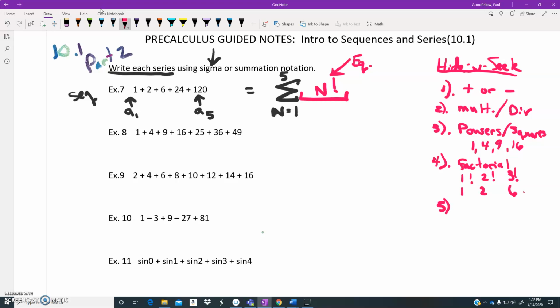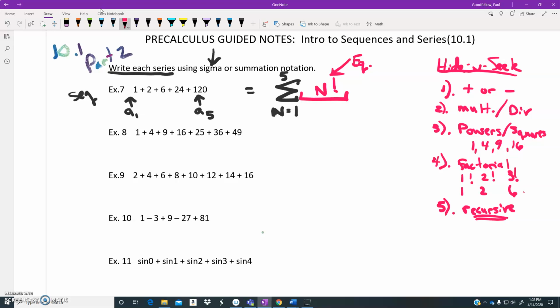Now, I'm going to put a fifth one on here. Sometimes the patterns are not in one of these categories. Sometimes they fall into a category called recursive formulas. I'll talk about recursive formulas in the next section and how they work, but we'll get there.